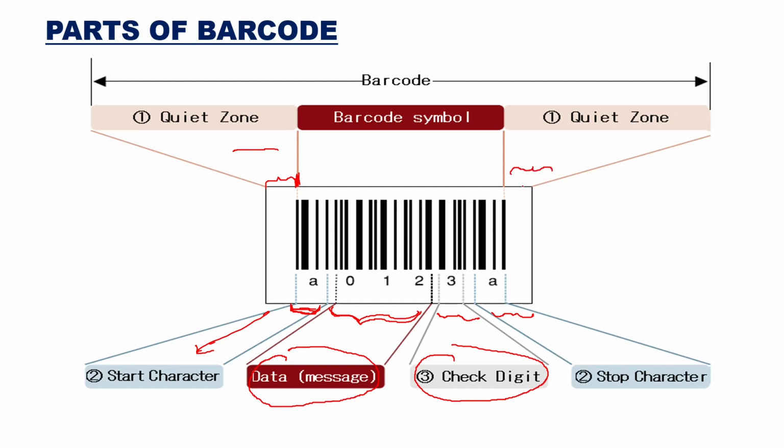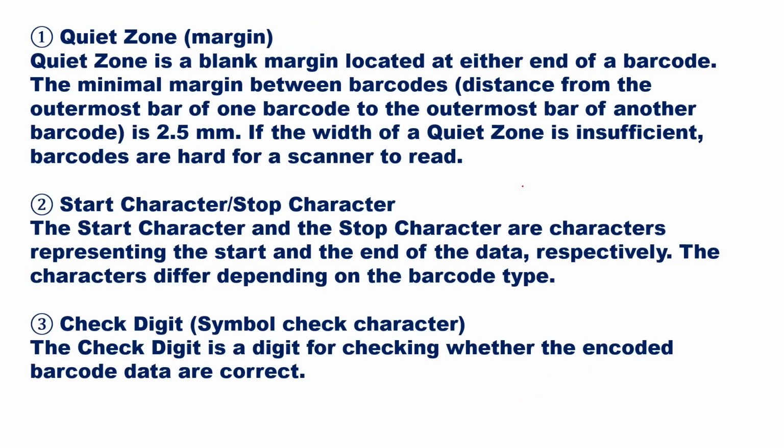This area will indicate the complete barcode symbol, and the barcode symbol will come within the two quiet zones, and then you can scan those black lines and white spaces from left to right and identify the information in that barcode. So what do we mean by quiet zone? It is a margin. It is a blank margin located at either side of a barcode.